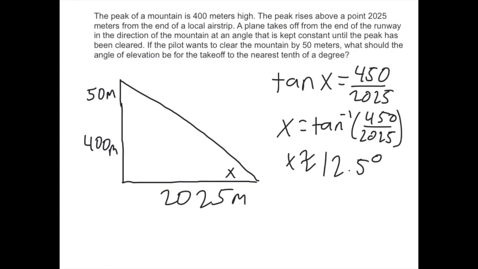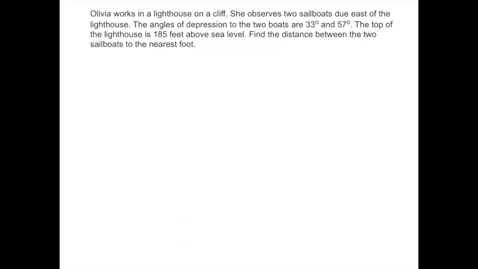See, not much difference from what we've been doing, just doing a little bit more to draw the triangle from the words. So in this problem, we have Olivia works in a lighthouse on a cliff. So let's draw. That's the lighthouse on the cliff. And she observes two sailboats due east of the lighthouse. So sailboat here, sailboat here.